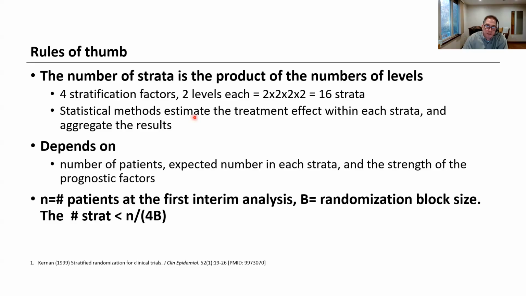So statistical methods then estimate the treatment effect within each stratum and aggregate the results. So if you don't have patients in a stratum, that gets somehow merged together in the aggregate results. And this can be problematic when you have empty cells. So the number of patients that you have in each cell, of course, depends on the number of patients that you're going to enroll, the expected number in each stratum, and the strength of the prognostic factors.